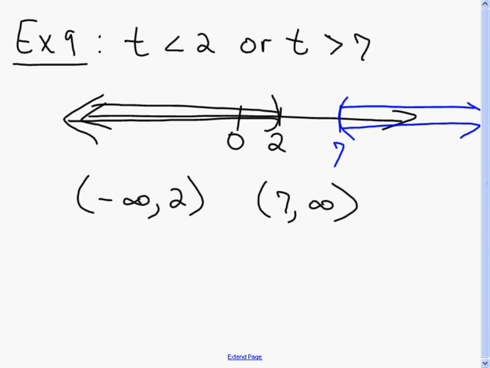Because those two pieces of my number line are not connected, I have to have a way to join those two together. And the way we join them together in mathematics is we use the symbol for the union, and the symbol for the union is the U. So there would be the union of those two sets written in interval notation. You have to write it as nice and succinct as possible. And I can't write that one any nicer than that, other than saying negative infinity to 2, union with 7 to infinity. Let me give you another example.